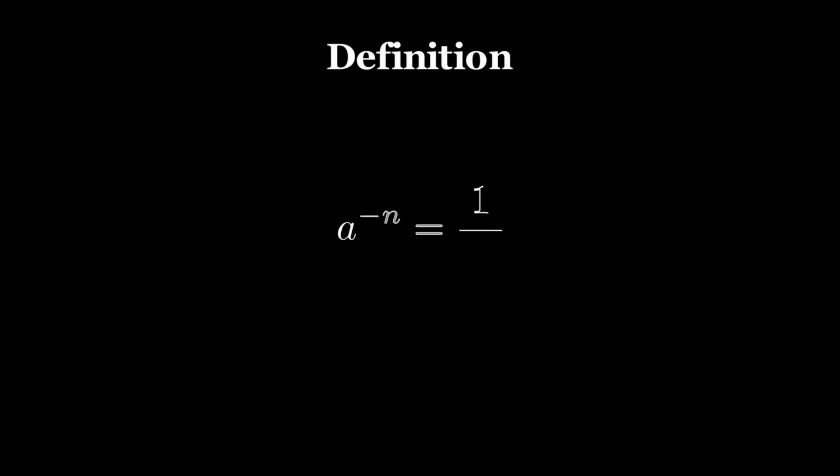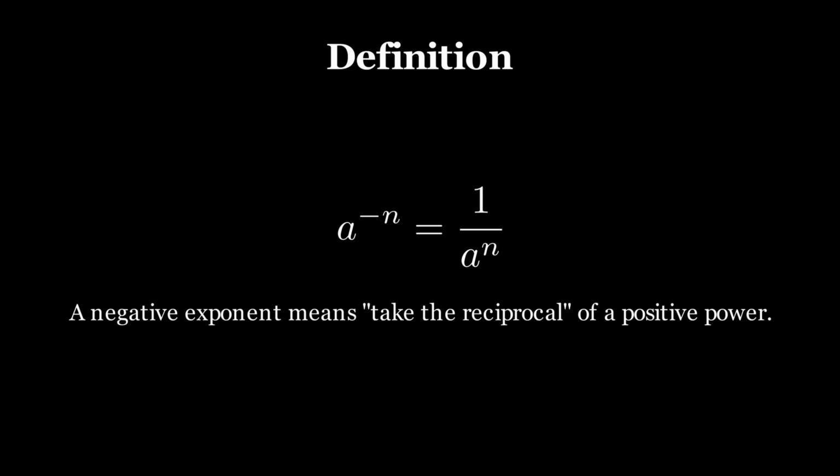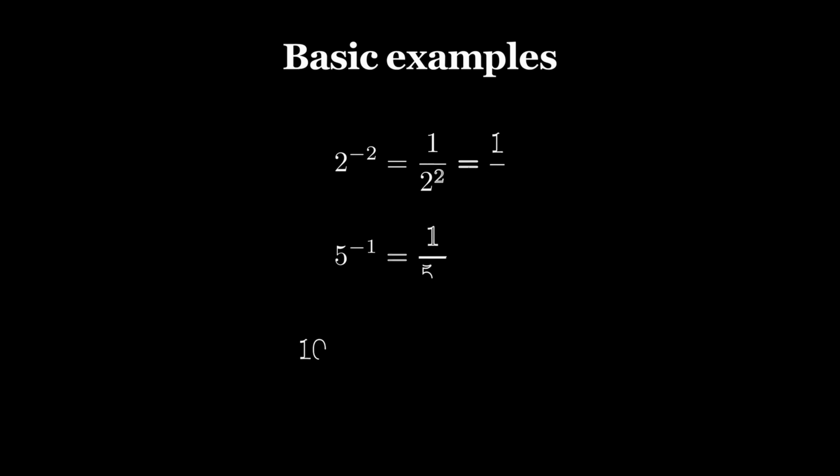When you see a to the power of minus n, it means 1 divided by a to the power of n. In words, a negative exponent means take the reciprocal of a positive power. First example, 2 to the power of minus 2. By definition, that is 1 divided by 2 squared. 2 squared is 4, so we get 1 divided by 4.